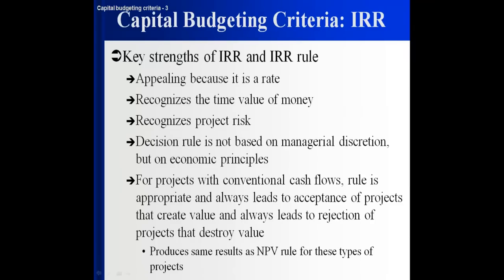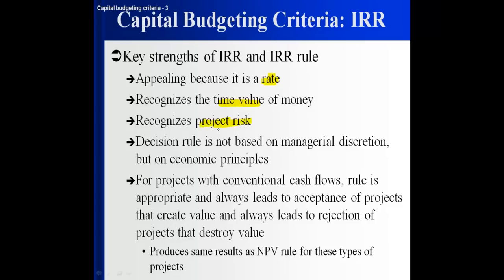What are some of the strengths of the IRR and the IRR rule? Number one, it's appealing because it's a rate. People like rates. It means something. If you say the IRR on this project is 14.3%, it means something. It recognizes the time value of money. When we're calculating it, $100,000 expected in a project in 1 year gets treated differently than $100,000 in 5 years.